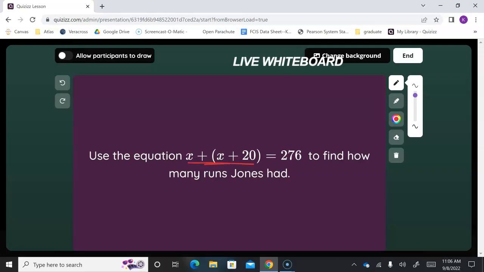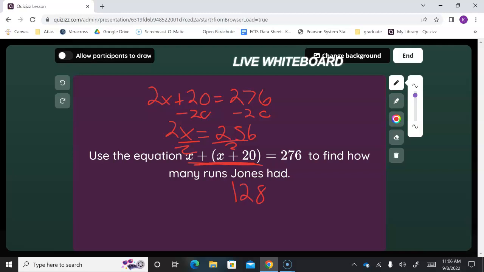What's the first thing I do to simplify the left side of my equation? Combine like terms. I have nothing really to distribute. This parentheses is just there to indicate, hey, this is Ortiz. Okay? So this is Ortiz, this is Jones, but there's nothing to distribute. So combine like terms. 2x plus 20 equals 276. Subtract 20. 2x is 256. Divide by 2. That's where you get your 128. Okay? So that's how many runs Jones has.